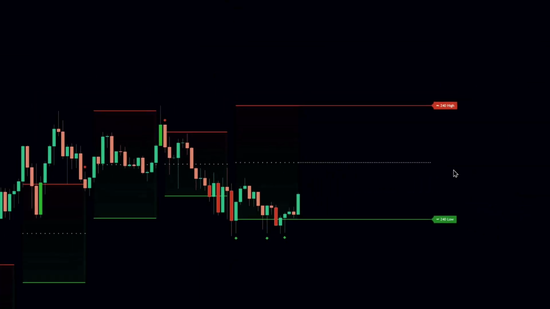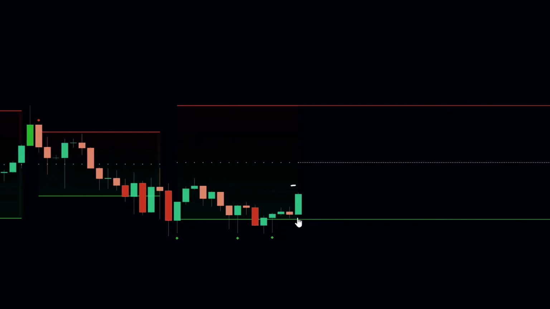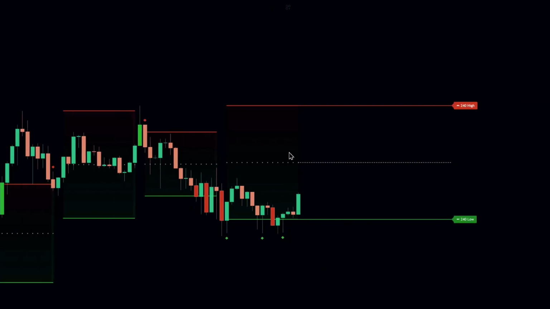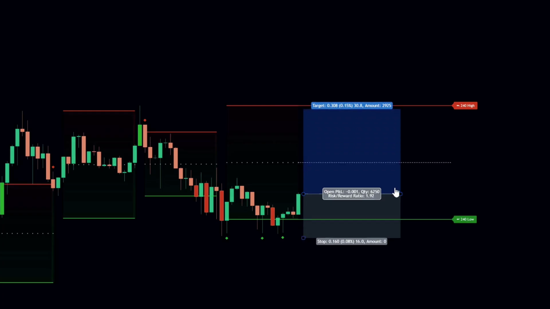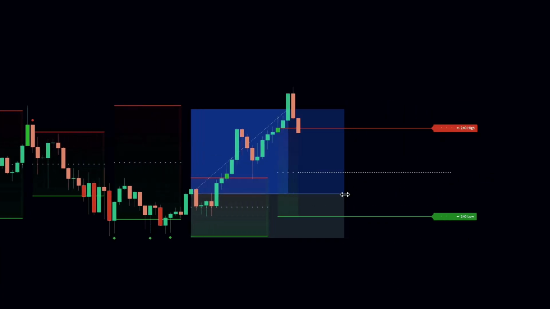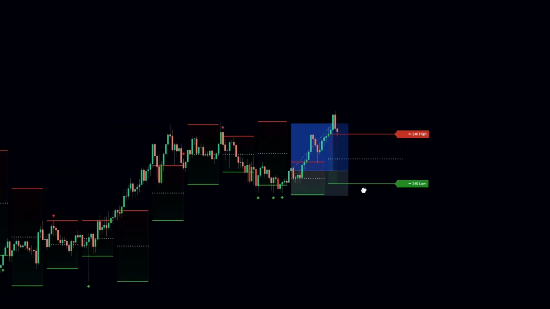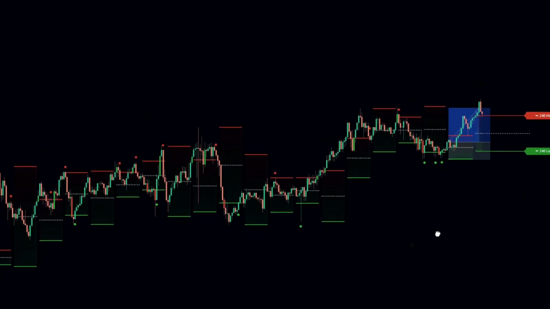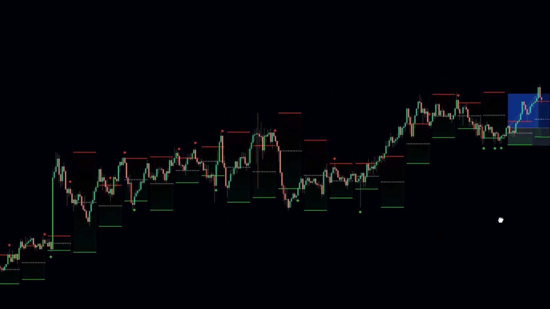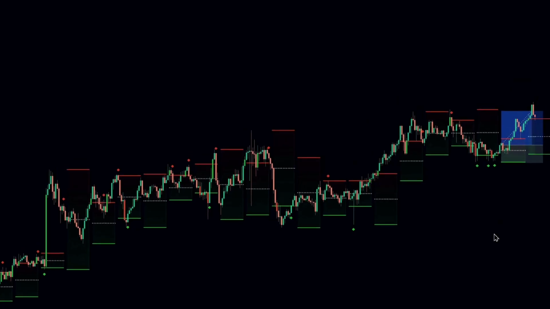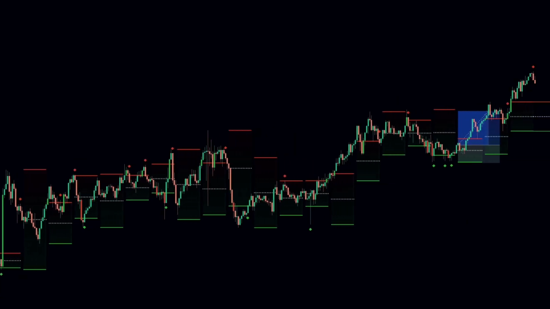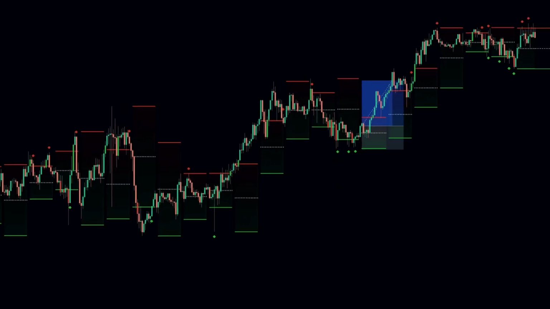For long trades, you'd wait for the price to bounce off a higher time frame low level. Once it does, look for signs of upward momentum and enter your trade. Of course, you'll want to make sure you're trading in the direction of the overall trend. And if you're wondering how to figure out the trend, don't worry. We'll add the trend indicator in just a bit and build a strategy using both tools.